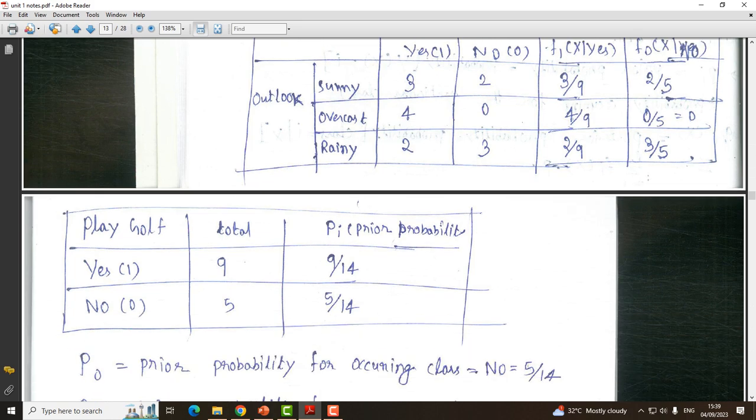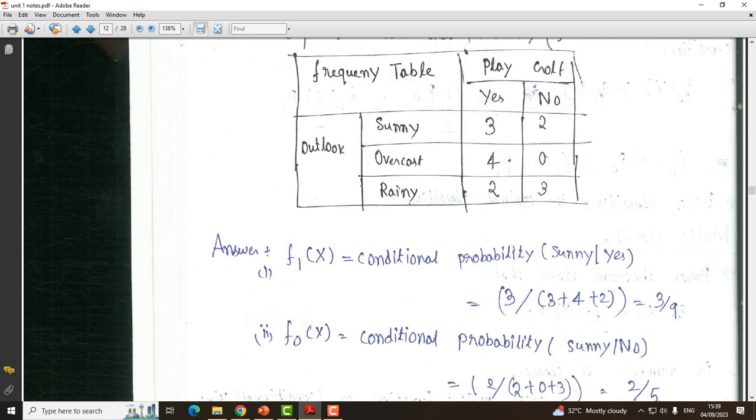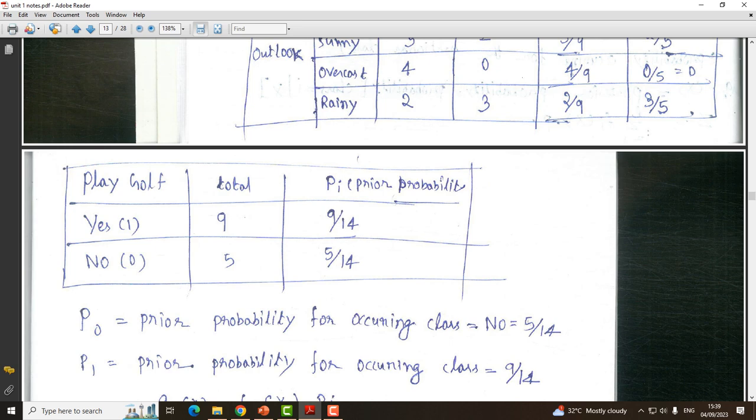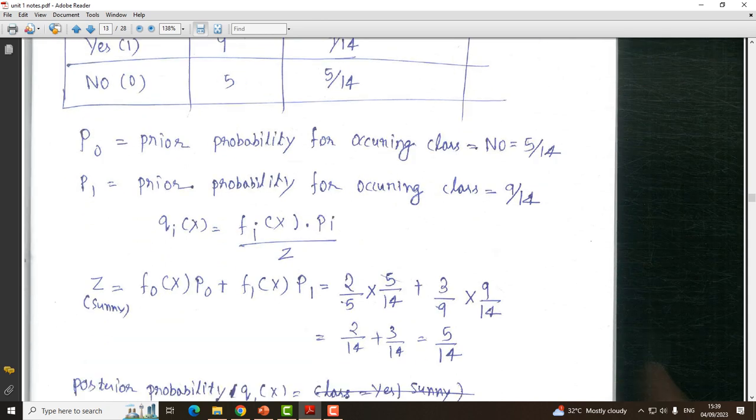So yes is class 1 and no is class 0. The yes class total is 9 and the no class total is 5, and the total number of possibilities is 14. So the prior probability of the yes class, p1, is 9 by 14, and the prior probability for the no class is 5 by 14. p0 is the prior probability for the occurrence of class no, which is 5 by 14, and p1, the prior probability for the occurrence of class 1, is 9 by 14.